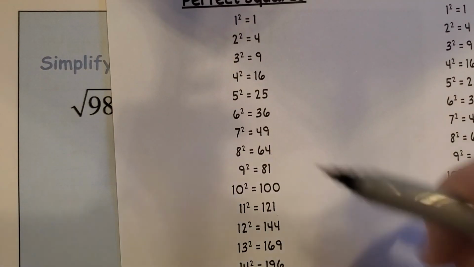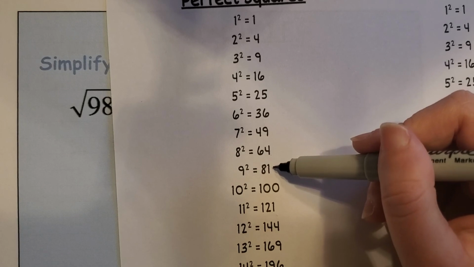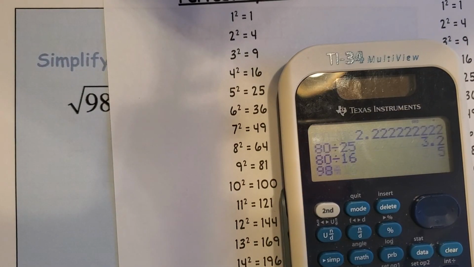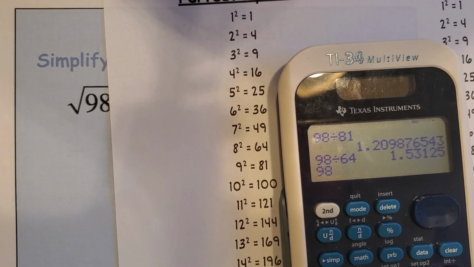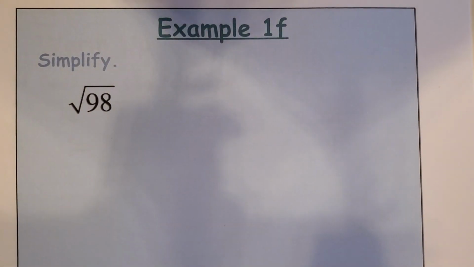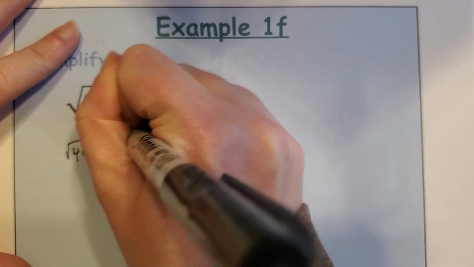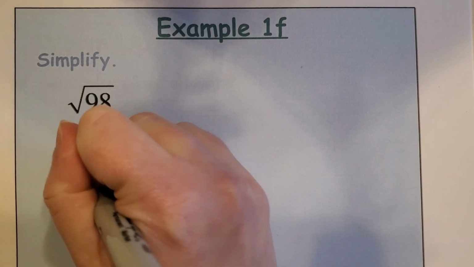98 falls in between 81 and 100. So the biggest perfect square that's smaller than 98 is 81. Okay, 49. The square root of 98 breaks down into the square root of 49 and the square root of 2. 49 is our perfect square. It's 7 and 7, so the square root of 49 is 7.